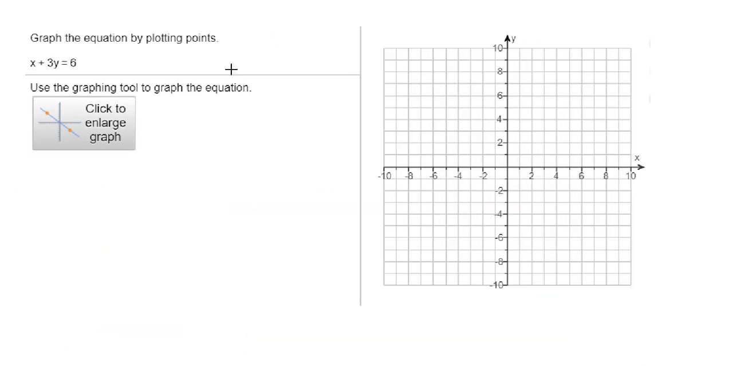All right, so this one's a little more difficult. Oops, let me switch back to the pen tool. x plus 3y equals 6. So this one is our first example where the equation is not already solved for y for us.